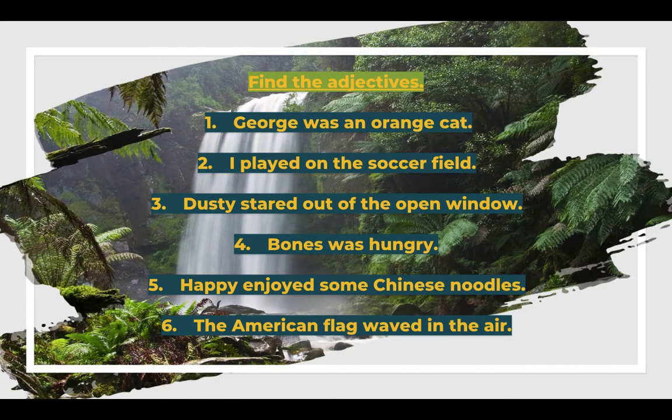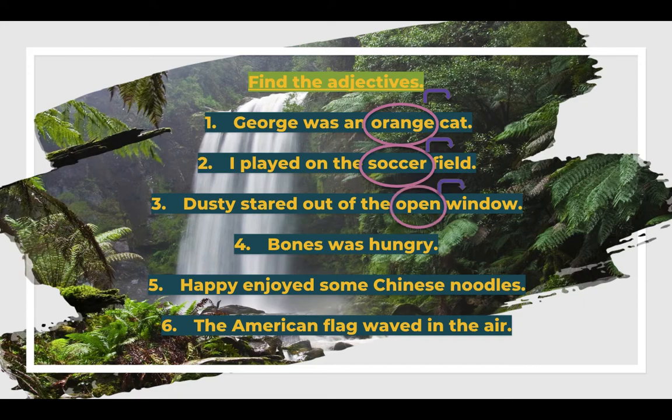Now what we're going to do is we're going to try to find some adjectives in the sentence. Remember to look for your noun and see if there's anything describing a noun. So George was an orange cat. I see a describing word describing cat, and so that would be orange. And notice that it describes cat because it's right in front of it. I played on the soccer field. There's a word describing what type of field it is. And so that's a soccer field, and it describes the field. Dusty stared out of the open window. There's a word that describes what kind of window, and that is an open window.